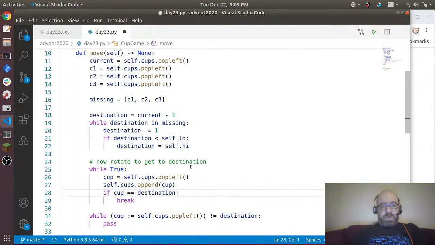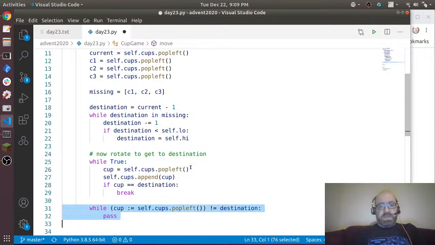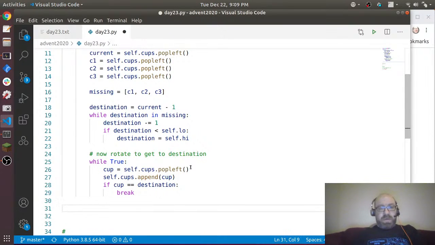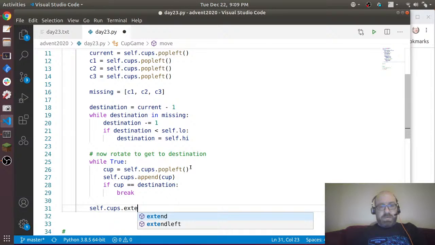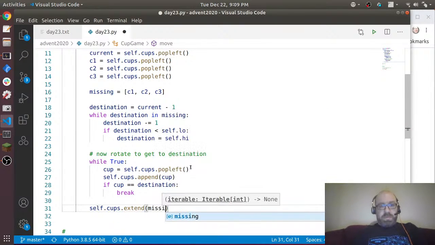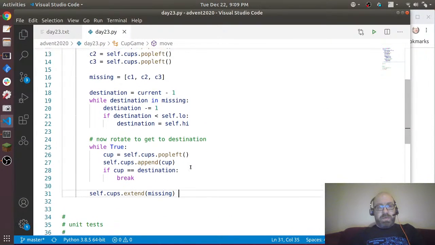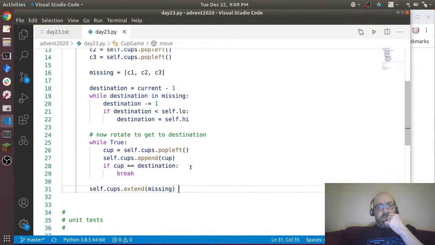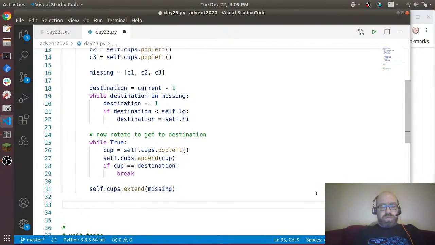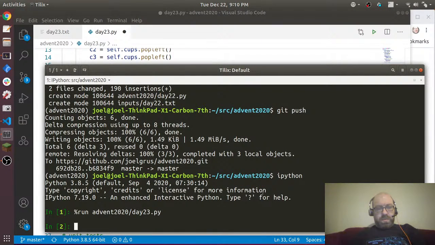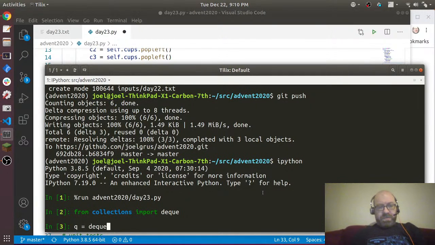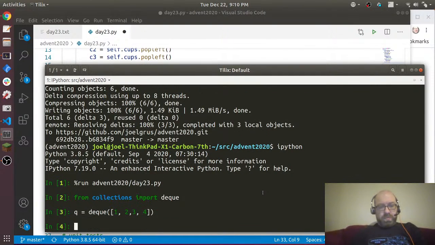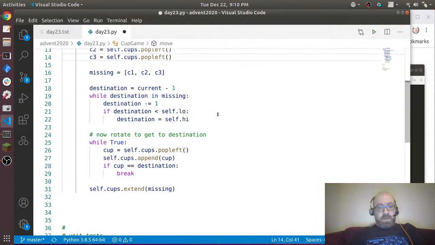self.cups.append(cup), so I want to move it to the end, and if it equals destination, stop. Once I stop, I want to self.cups.extend the missing ones. That's easy enough. And let's see, I just need to check and see if I can randomly access elements. I can. Okay.